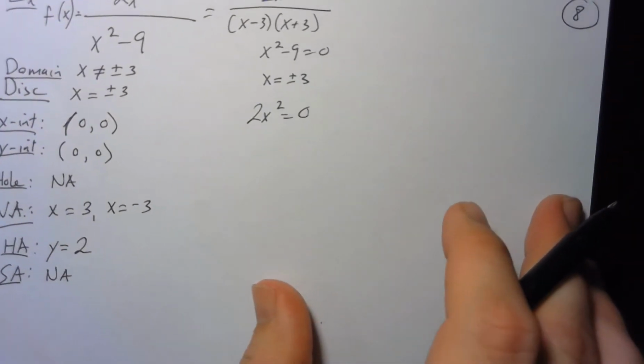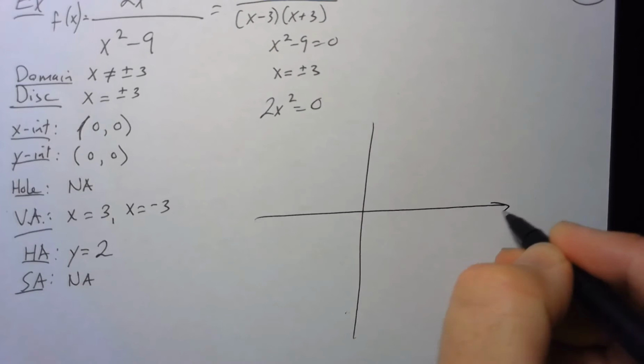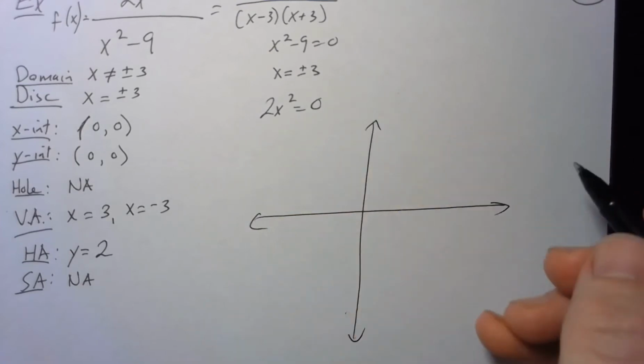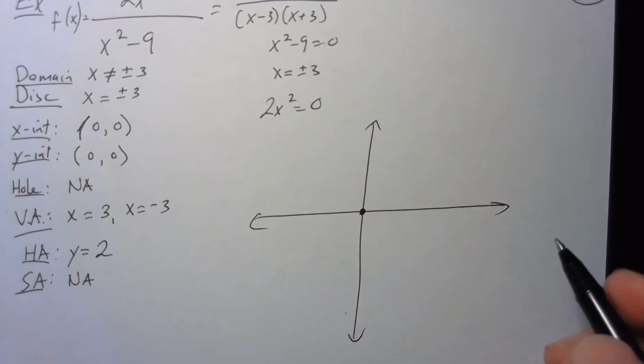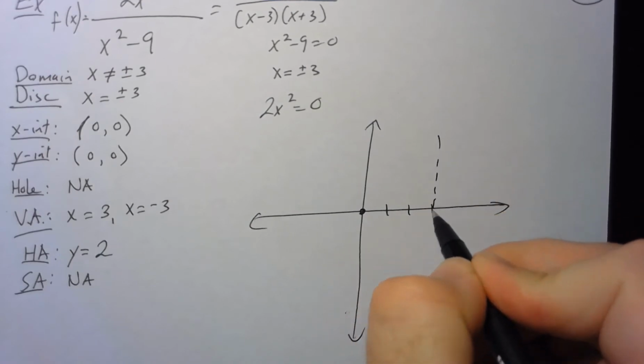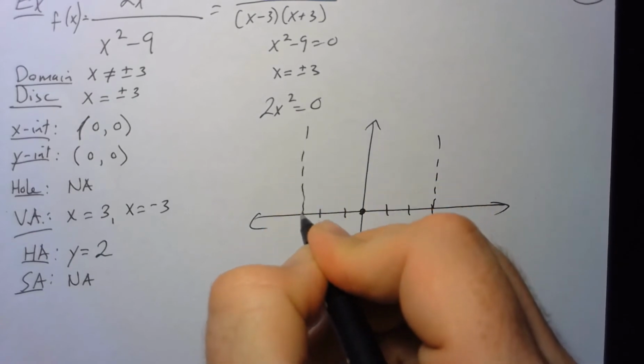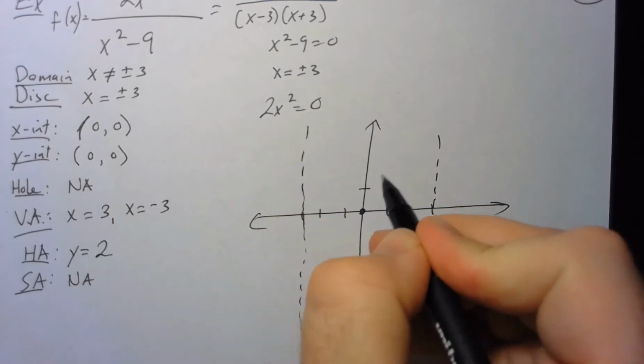So now that I have all this information identified, I'm going to go ahead and sketch myself a graph with that information in it. This being 0, 0, my vertical asymptote at 3, 1, 2, 3. At negative 3, 1, 2, 3. And at y equals 2, 1, 2.